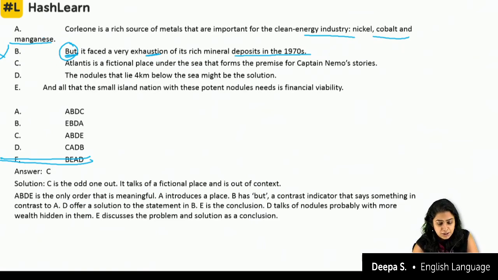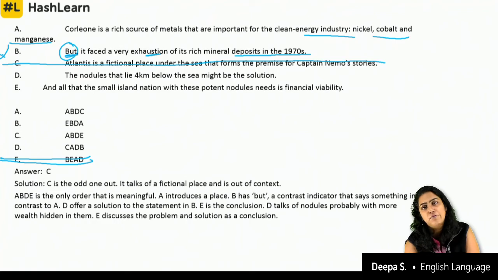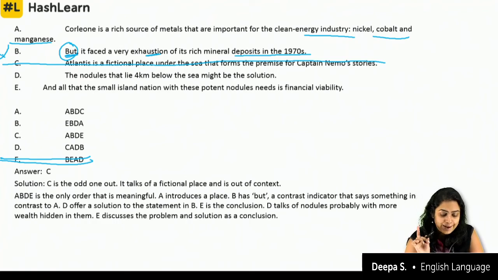Atlantis is a fictional place under the sea that forms the premise for Captain Nemo's stories. Now, A and B, they haven't talked about Captain Nemo's stories. This is an odd one out. Okay. So, anything that has C, I eliminate. D is eliminated because it's CADB. ADBC again is eliminated. I am left with B and C.